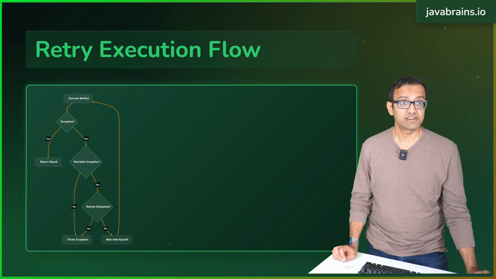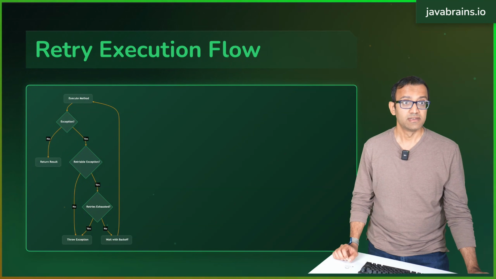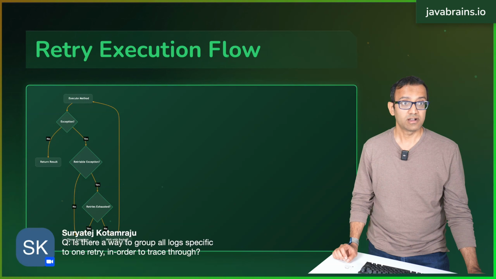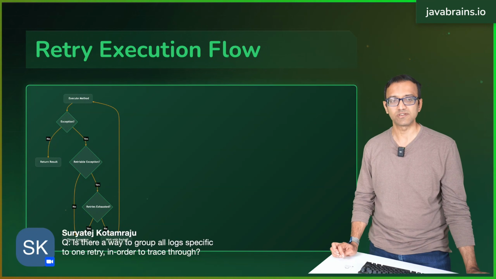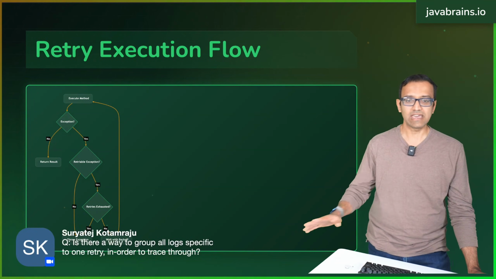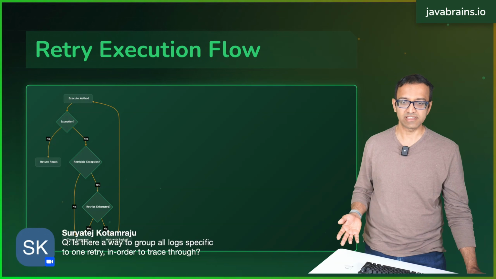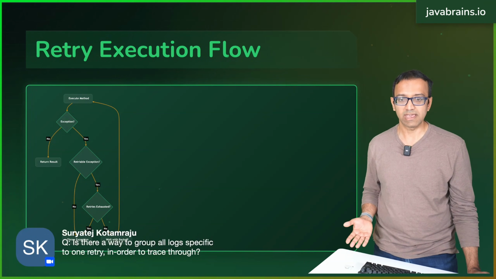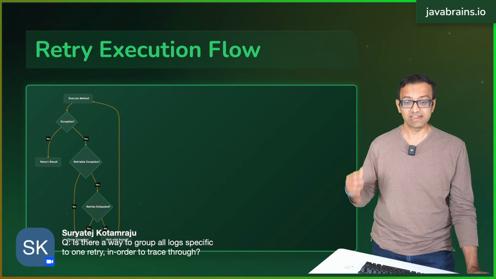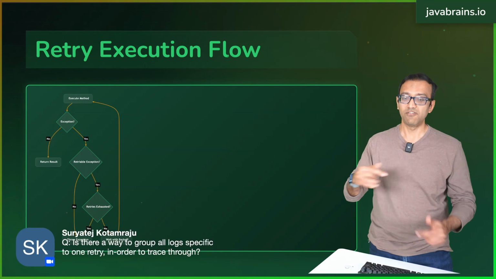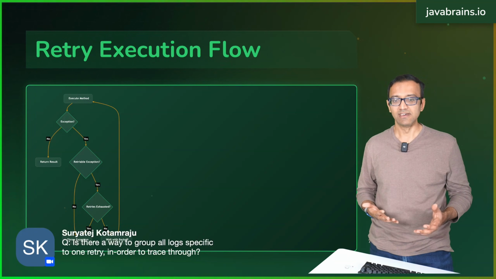What exactly is Jitter? I'm going to cover that in a bit. Is there a way to group all the logs specific to one retry in order to trace this through? That's the tracing thing, which is a little out of scope for this. I'm not going to cover it. You have the same log implementation and all the tracing implementation that you normally do, but that's available. The retry is just what gets invoked. When it gets invoked, all the normal tracing infrastructure applies.